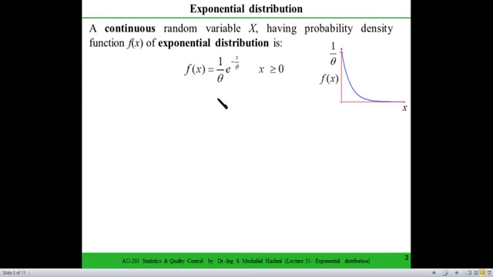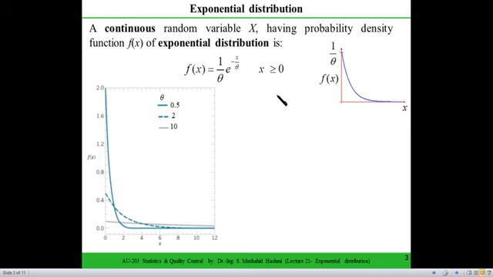If we look at the plot, when x is 0, then e to the power 0 is 1, and 1 into 1 upon theta would be 1 upon theta. So its corresponding value when x is 0 would be 1 upon theta. Then as x increases, the value of that function starts decreasing, and once x approaches infinity, the value becomes smaller and smaller, approaching 0. So this is a typical behavior of this exponential distribution.